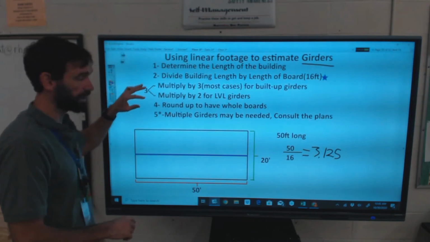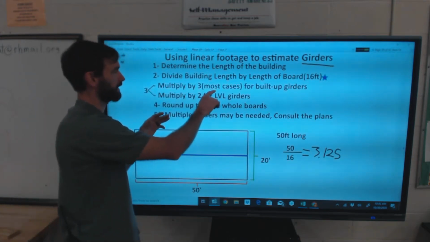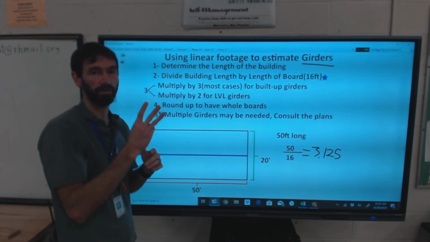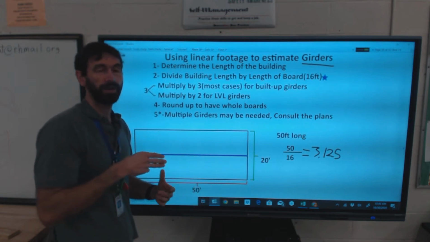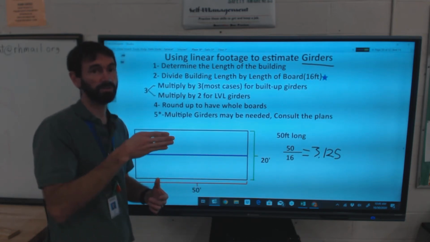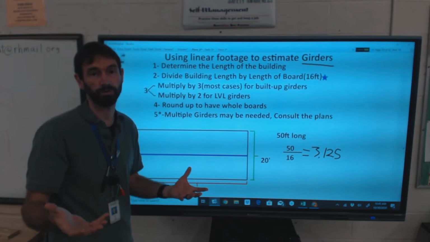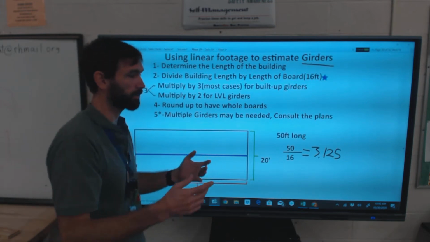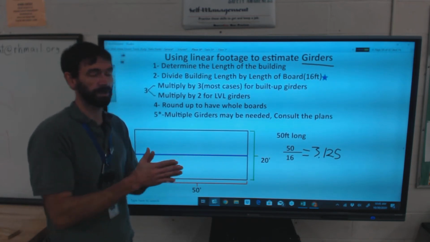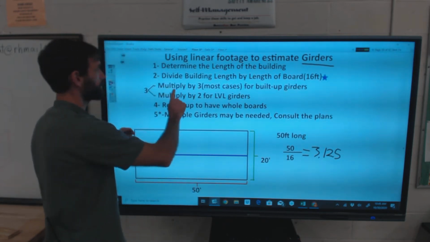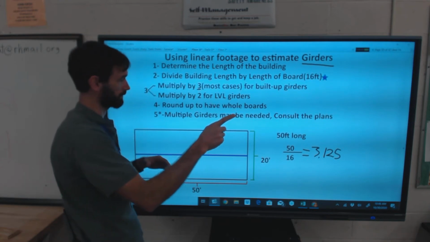Step three, you actually have a couple of variances. In most cases, if you're doing a built-up girder, you're going to multiply by 3 because you're going to have 3 boards sandwiched together to make that girder. In some cases 2 is sufficient, in some cases 4 is necessary. It depends on the situation and how you use the supports. So check the span charts and span tables, there's one for girders as well, and make sure you know the code. But in most cases, multiply this number by 3 if you're doing built-up girders.